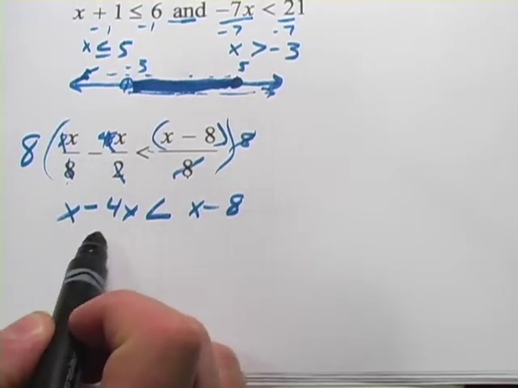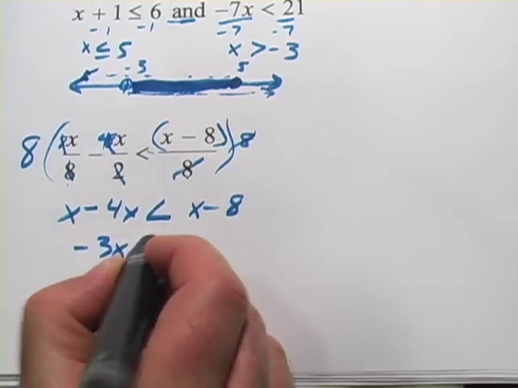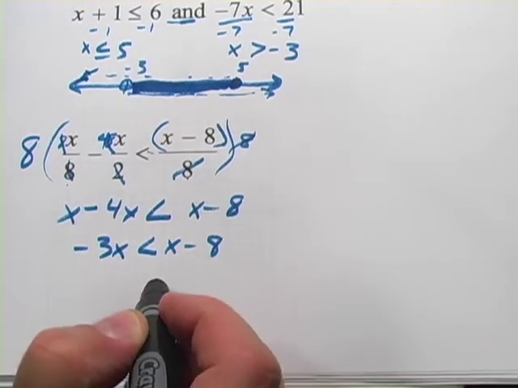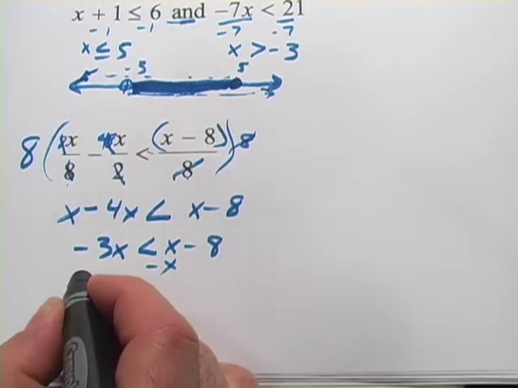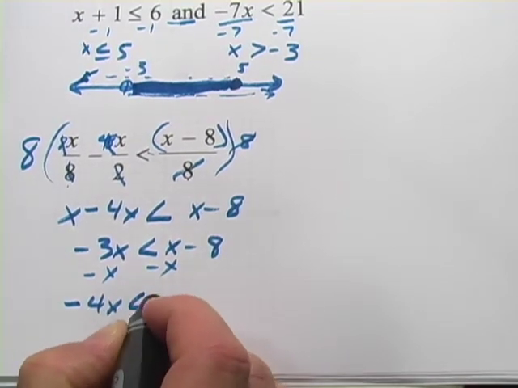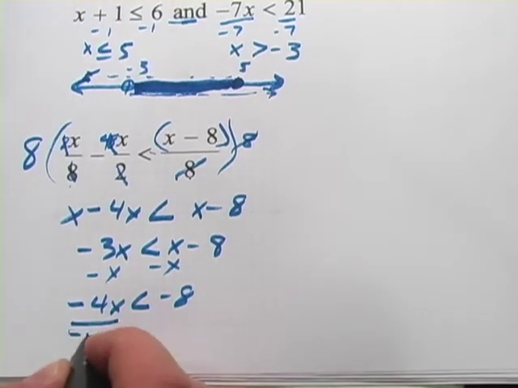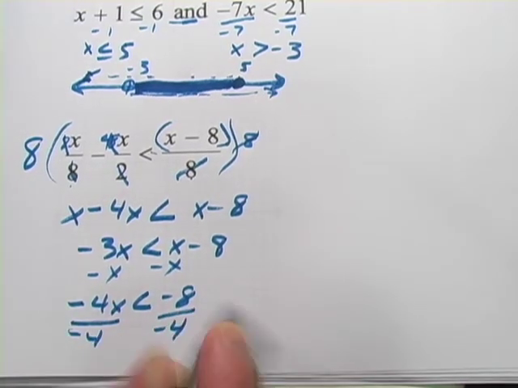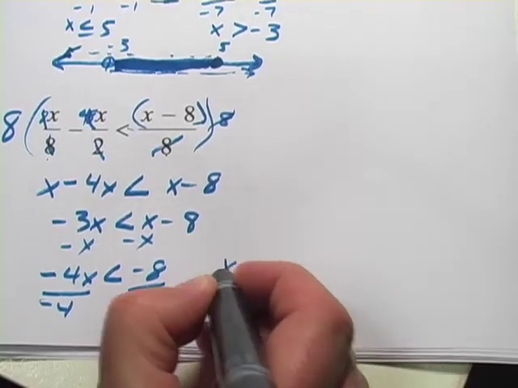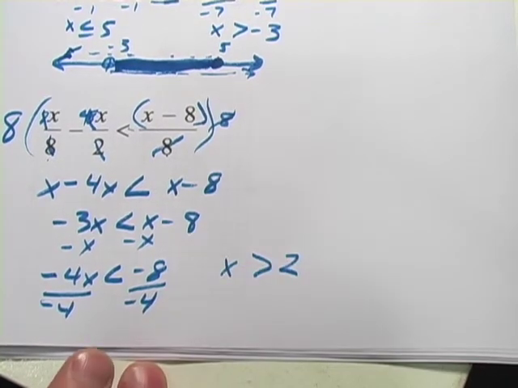Let's combine the like terms here. x minus 4x is negative 3x. And then I'm going to subtract x from both sides to get x just on one side. I've got negative 4x now. It's negative 8. And then I'm going to divide by negative 4. Remember, when you divide or multiply by a negative, you've got to flip the sign. So I'm going to get x is greater than, and negative 8 divided by negative 4 is a positive 2.